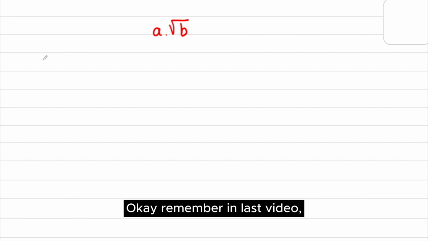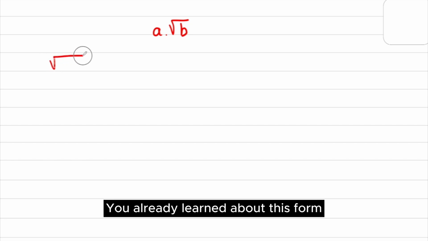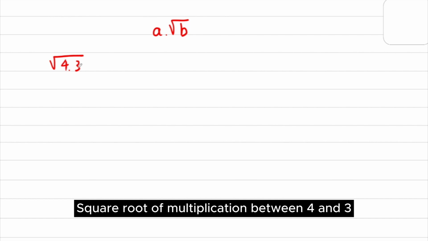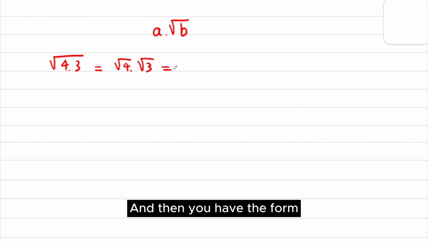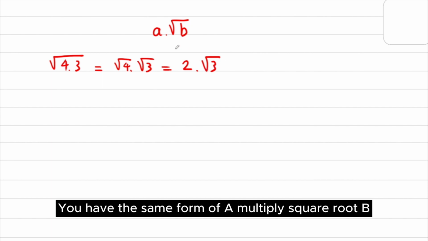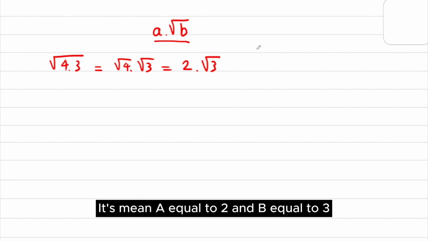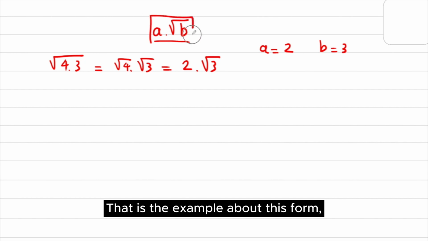Okay, remember in the last video, you already learned about this form, square root of the multiplication between 4 and 3. And then you can separate it like this, and you have the form of 2 times square root of 3. So 2 times square root of 3 has the same form of a multiply square root b. It means a equals 2 and b equals 3. That is the example of this form.